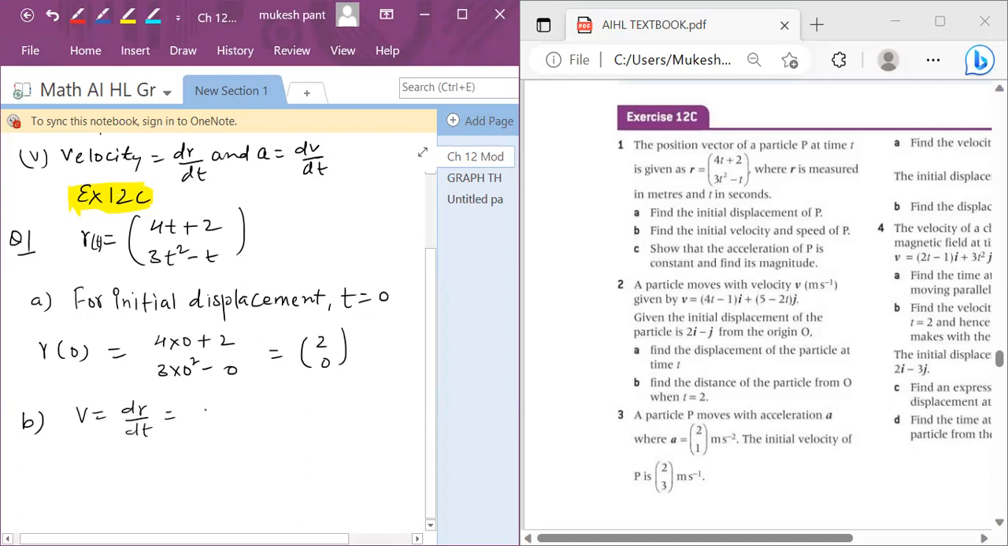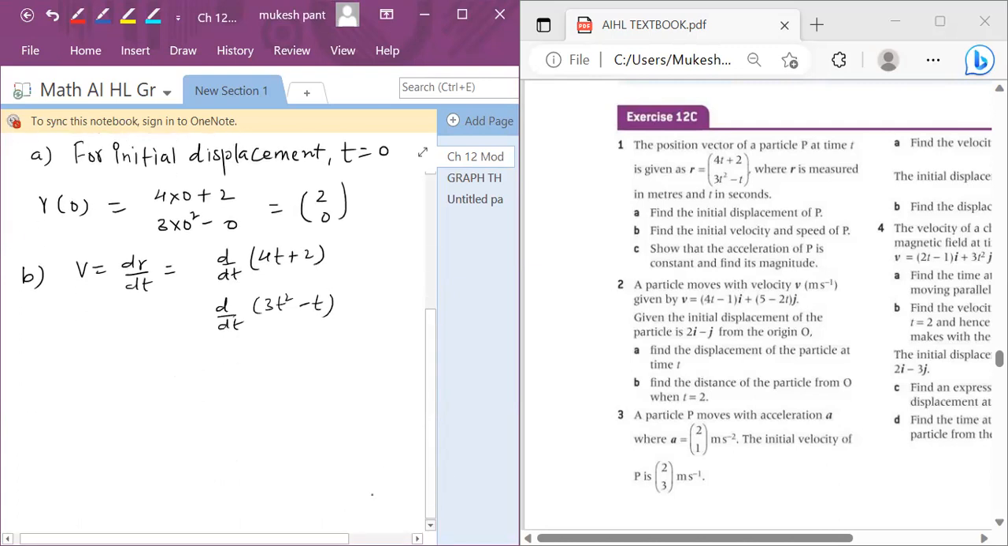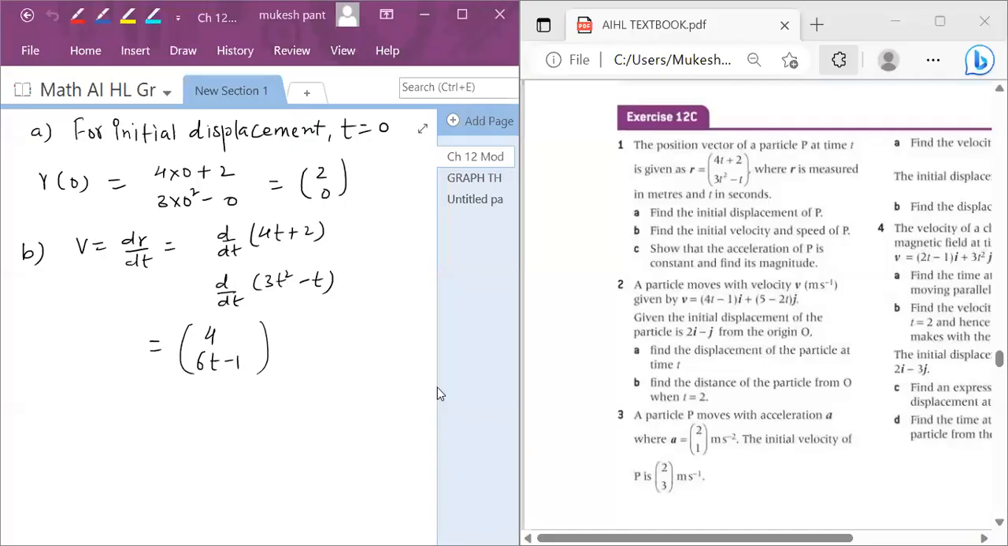So dr over dt means you need to differentiate this. You need to differentiate d over dt of 4t + 2, and then d over dt of 3t² - t. If you wish, you can do it directly, not an issue. So 4t gives 4 times 1, which is 4, and this will be 6t minus 1. So now this will be velocity. If we differentiate a displacement, we get the velocity.